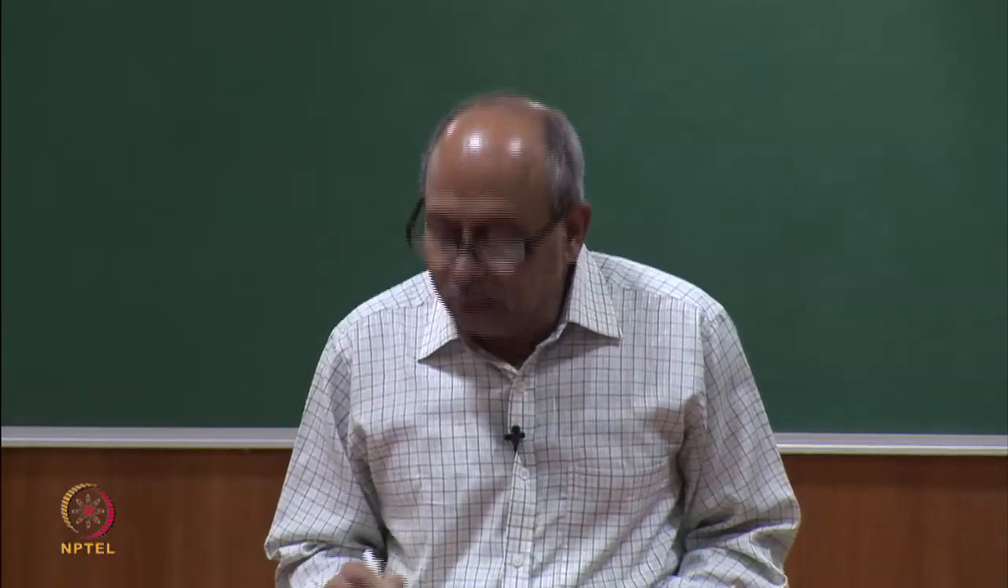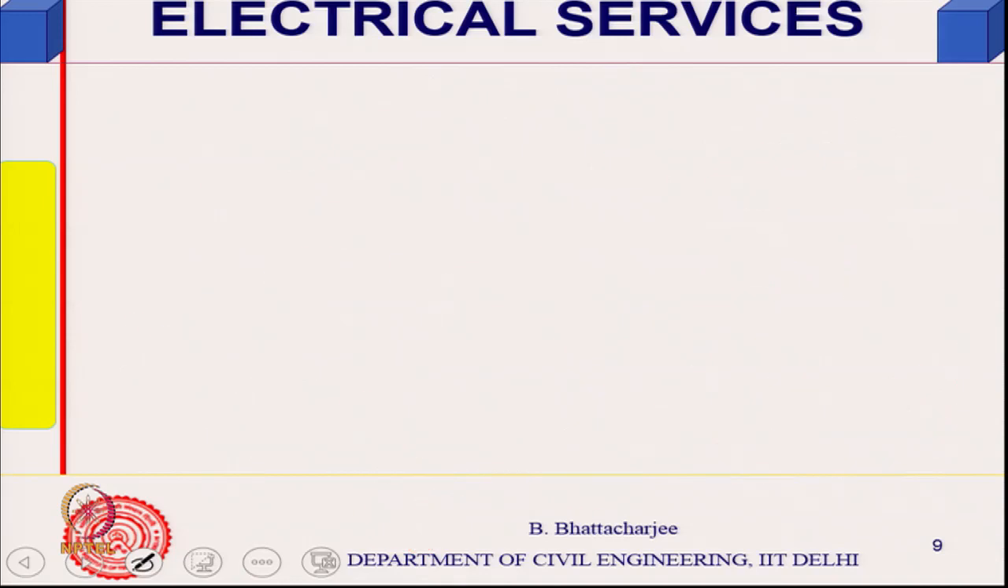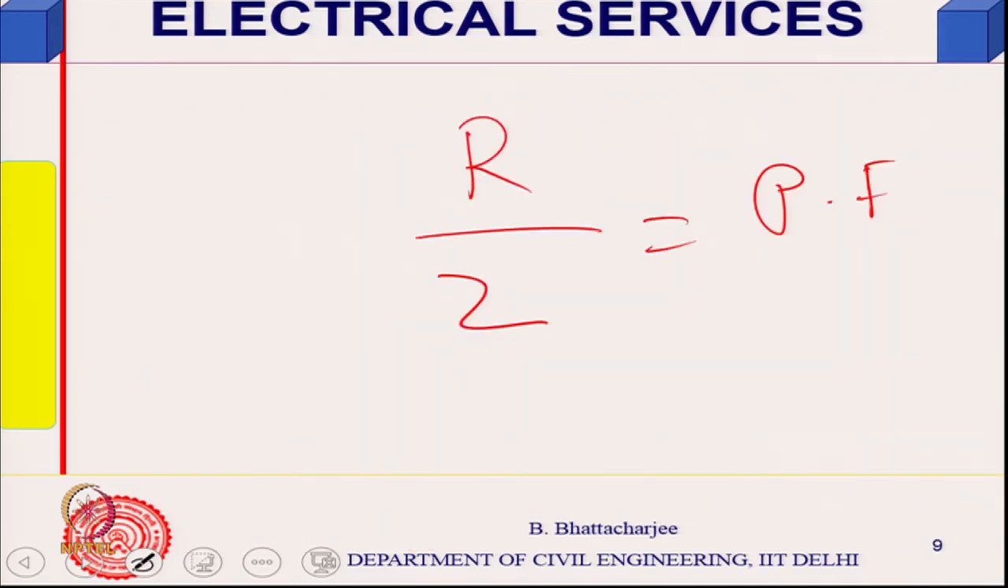Now, the power loss only occurs in the resistance, and R by Z is what we call the power factor. The higher this value, the better. If it is a purely resistive circuit, then this will be equal to 1.